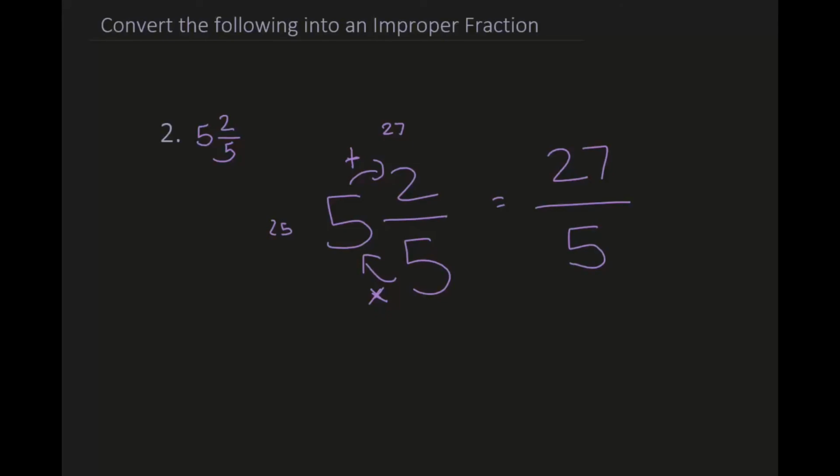Now we need to see if we can reduce it. Do 27 and 5 have any factors in common? No. So that means our answer is already completely simplified. So this is our answer, 27 over 5.